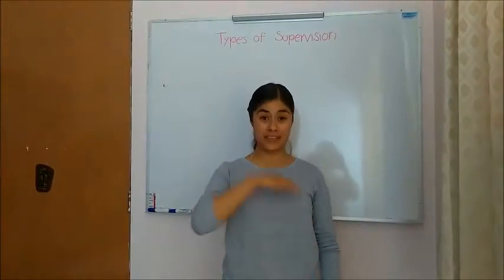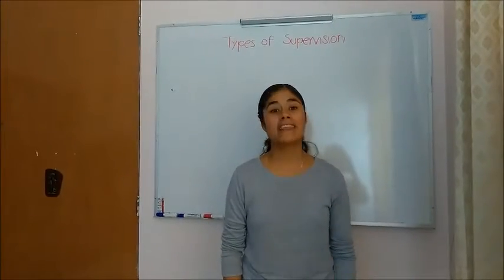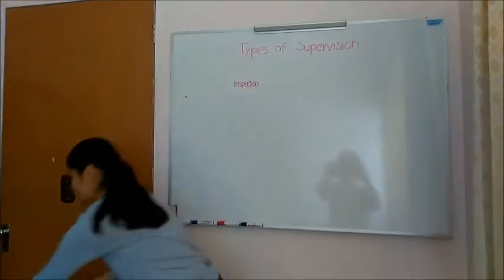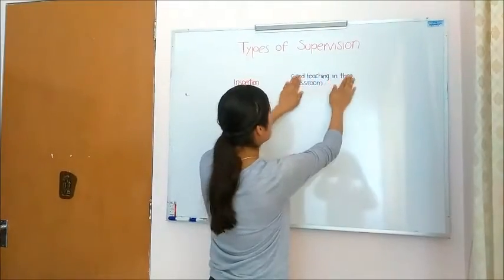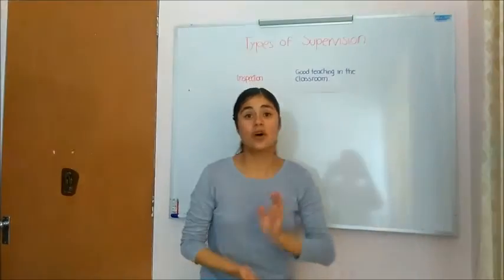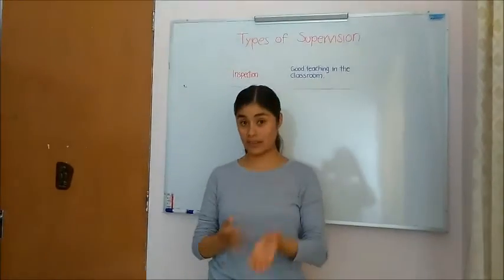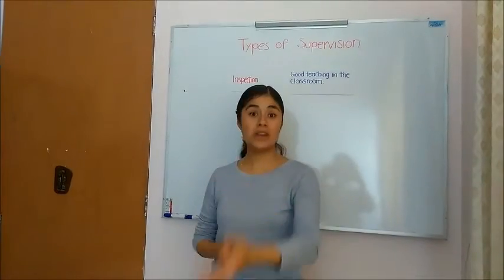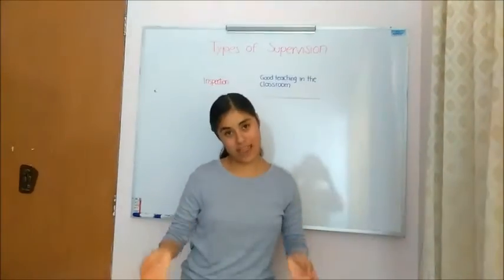There are other different kinds of supervision in education, and these are: the first is inspection. Inspection involves good teaching in the classroom. Teachers have duties and responsibilities inside of the classroom, and they have to be alert because the supervisor is going to go to check if everything is correct.